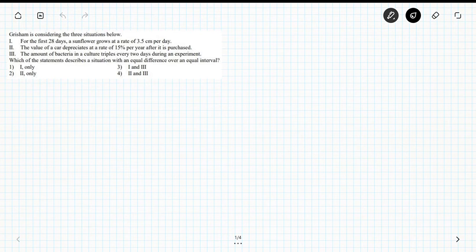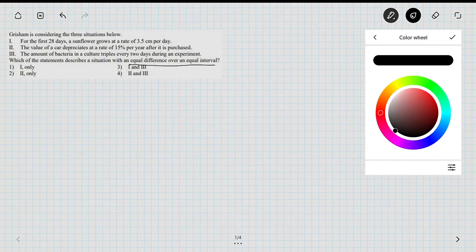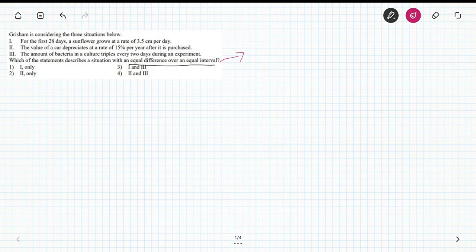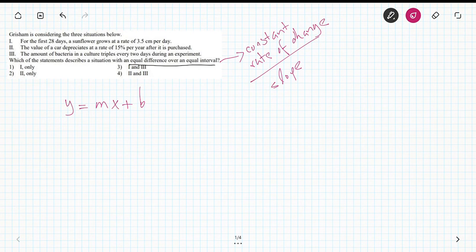Okay, now this phrase right here, equal difference over an equal interval, just refers to the idea of a constant rate of change. So let me just write constant rate of change next to that phrase, just to get rid of that wordiness and just write something that we're familiar with. Constant rate of change just means slope. Okay, if you want to use another way of expressing that. And if we're talking about slope, then we're talking about a line. So mx plus b. Okay, so that's what they're looking at. They're looking for a situation that can be best modeled by a line.